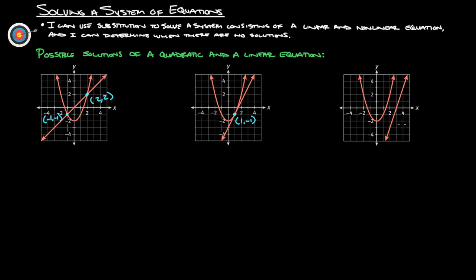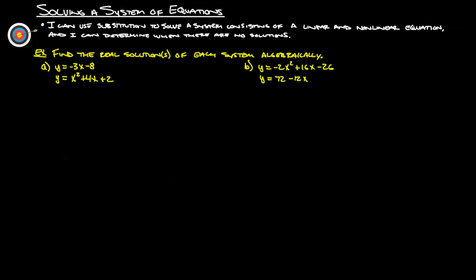You could graph them and find where they intersect, but really the fast and more accurate and just the better way to do this is with algebra. So what we're going to do is find the real solution or solutions of each system algebraically.